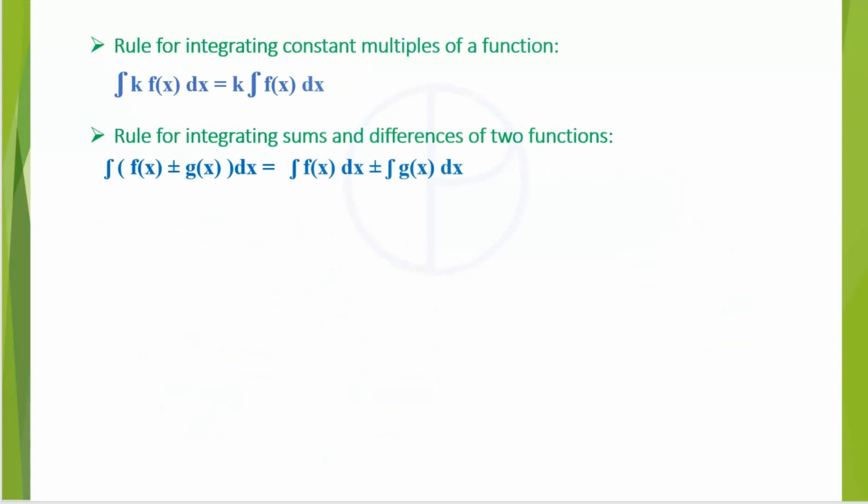Let's look into some of the formulas we need to follow while integrating. Rule for integrating constant multiples of a function: integral k f(x) dx equals k multiplied by integral f(x) dx. For example, suppose we have integral 3 over x cubed dx.